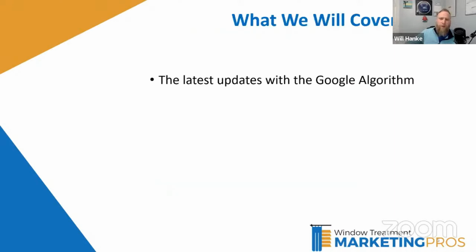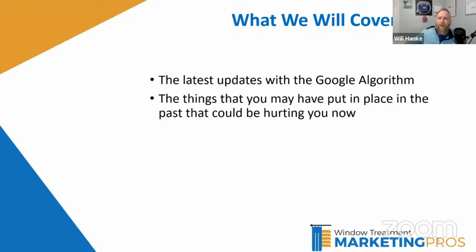So a little bit about what we're going to cover today. We're going to talk about the latest updates to the Google algorithm. And that's a little deceiving, quite honestly, because they update their algorithm about 2 or 3 times a day sometimes. So there could be an easy 500 or 600 algorithm updates in the course of a year. But every once in a while, they make a major update to it. And that's what we're going to talk about, the latest major updates to the algorithm.